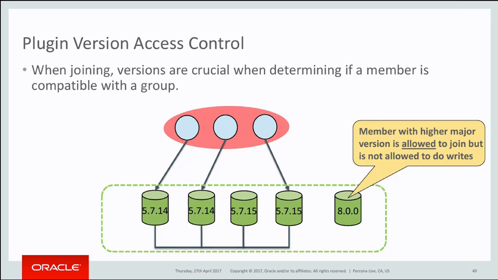In the opposite case, where we have a 5.7 group and you want to join an 8.0 member, it is allowed, but the 8.0 member is by default read-only. It is not able to do writes. Why? Because then we'd be in the same situation as before. The 8.0 will send messages that 5.7 could not understand, or a different behavior that 8.0 and 5.7 have.